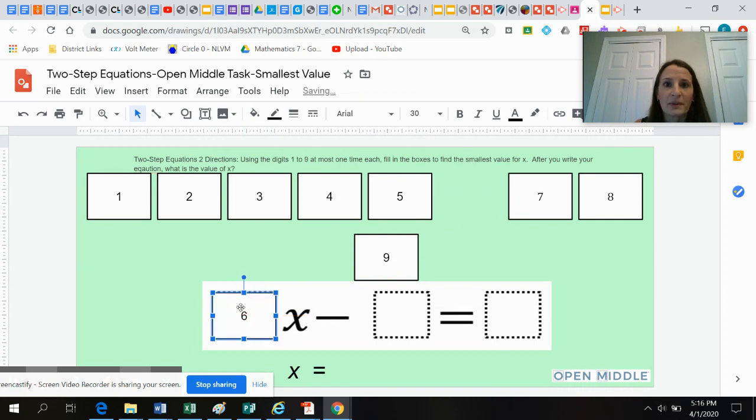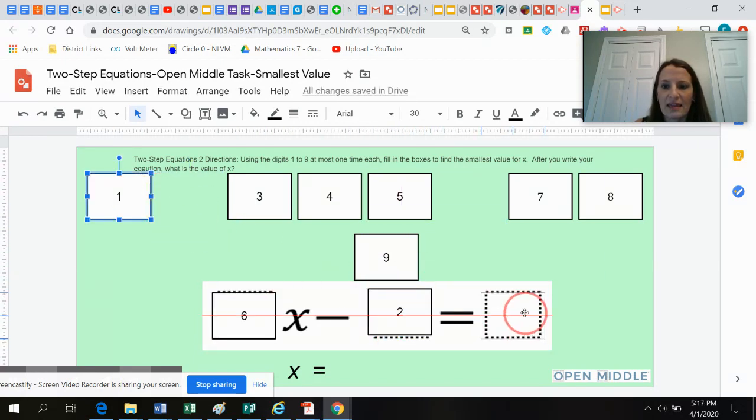And of course, you have to play around with this. This is not something that just comes to you. You have to play around with these numbers. It's a little bit of guess and check. So 6x minus 2 equals 1. So let's take a look at that equation.